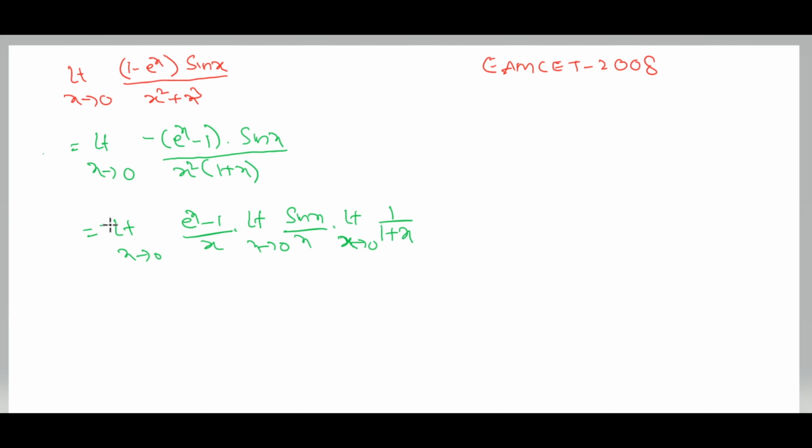So this is minus. So limit x tends to 0, (e power x minus 1) by x, this value is 1, into limit x tends to 0, sin x by x, value is 1. Limit x tends to 0, 1 by 1 plus x. Substituting x is equal to 0, 1 plus 0 is 1, 1 by 1 is 1, that is equal to minus 1. Answer.